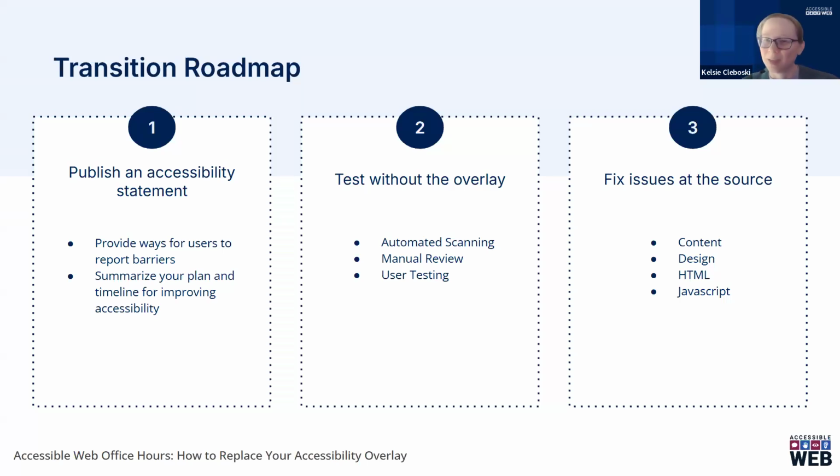fix the issues at the source. Once you've identified the issues that exist on your core website, then it's time to go in and address them at the source. This can include changes to your content, your design, to your HTML, and to your JavaScript. And by fixing these issues at the source, they're available to users on page load. They don't require any additional loading time in order to be available to your users. They also are going to be much more flexible and more respectful to users' settings, their device settings, the technology that they're using. All of those pieces are going to work a lot better and more effectively when your baseline website is as accessible as possible.